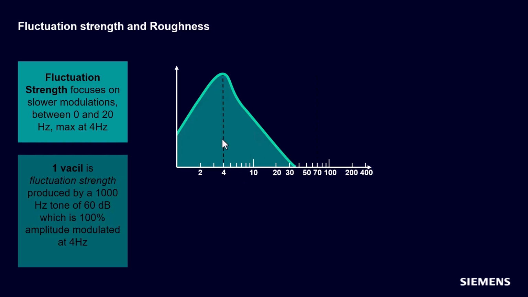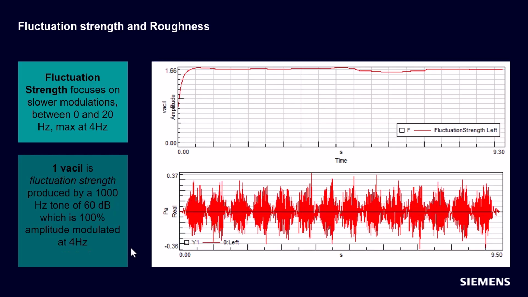So we came up with a metric, which we call a vacil, which comes from the English word vacillate, which means to waver, kind of like what a modulation is. We decided that that was the strength produced by a 1000 hertz tone at 60 dB, modulated by 4 hertz, because that was the most perceptible. That's what we're comparing everything to when we look at the fluctuation strength. You could calculate this over time. It'll tell you the fluctuation strength based on our signal. And you don't have to do this yourself. This is all done in Test Lab.